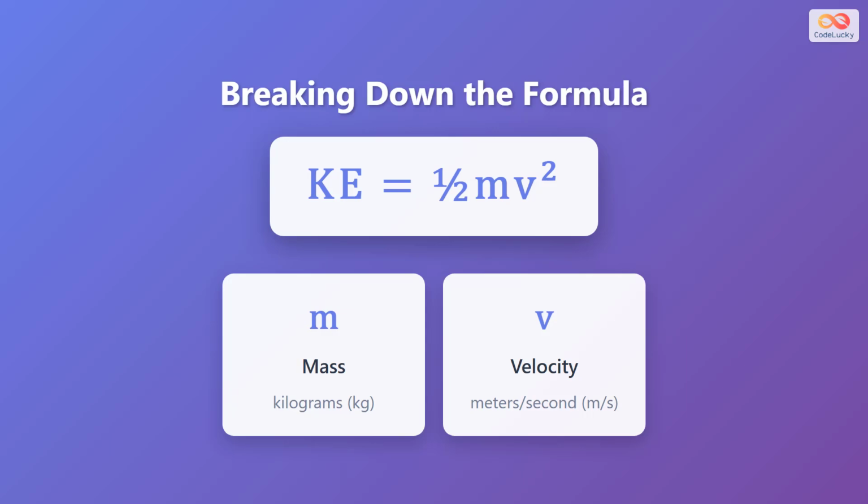Let's examine each component of the kinetic energy formula. KE equals ½mv². The letter m represents mass, measured in kilograms. Mass is the amount of matter in an object. The letter v represents velocity, measured in meters per second. Velocity is the speed and direction of the object's motion. The ½ is a constant that comes from the derivation of this formula. Understanding these variables is crucial, because they determine how much kinetic energy an object has.